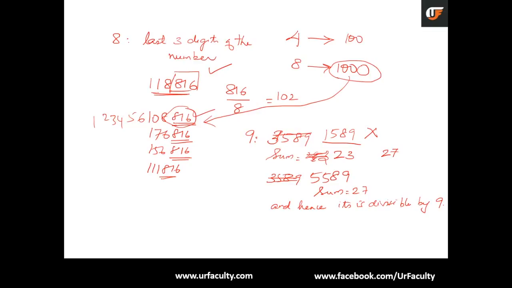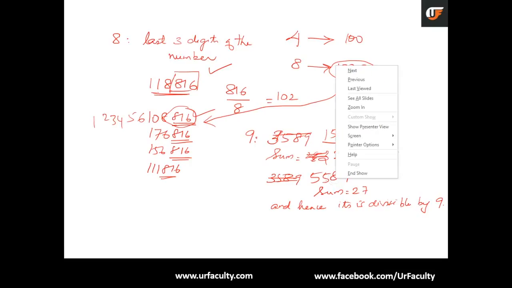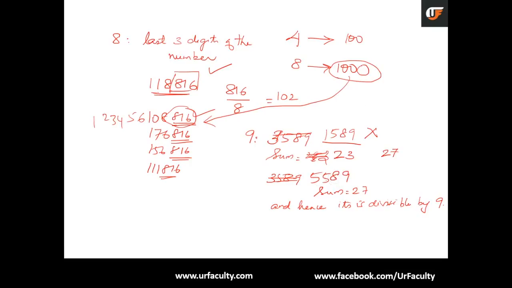So the easiest way to do it is to make this 1 into 5, which would mean that 5 plus 5, 10, 10 plus 8 is 18, 27. So we know that 27 is divisible by 9.